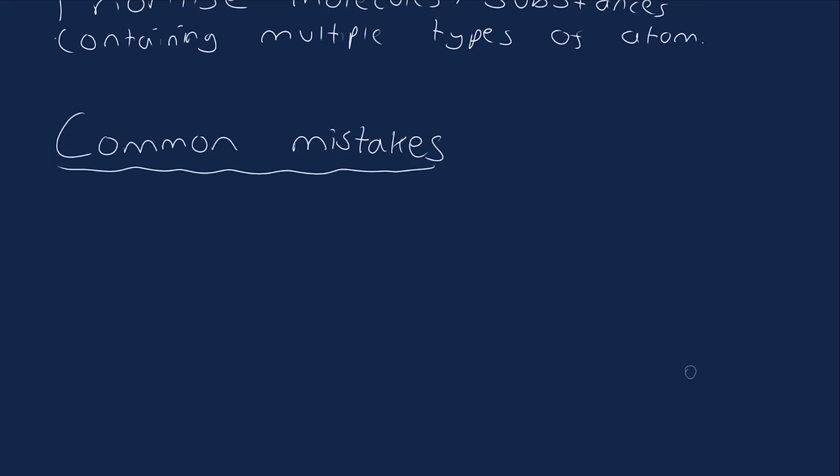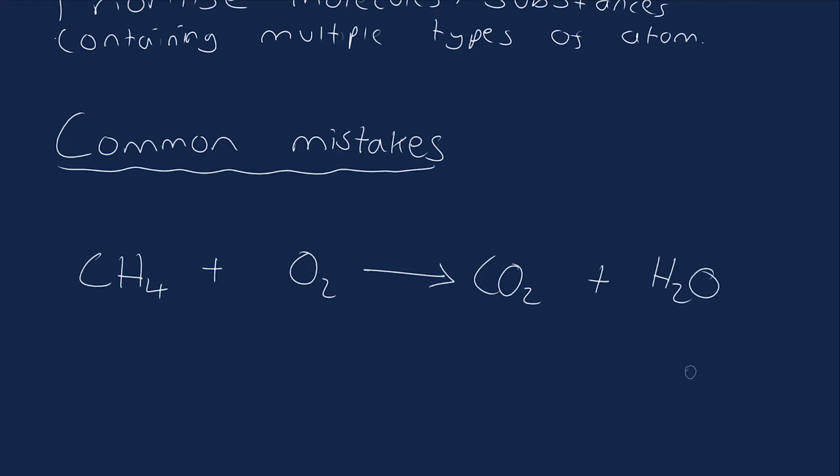It's burning methane. So in this example, it is CH4 plus O2 produces carbon dioxide and water. Okay, and we're going to go through balancing it, and I'm going to show you where the mistake is.